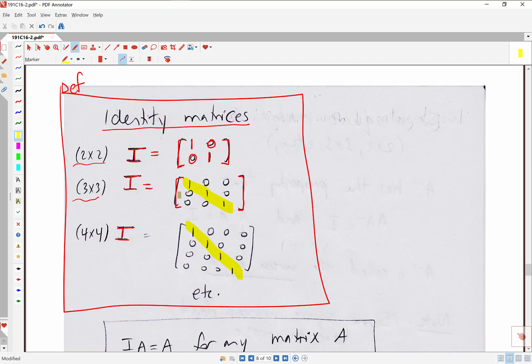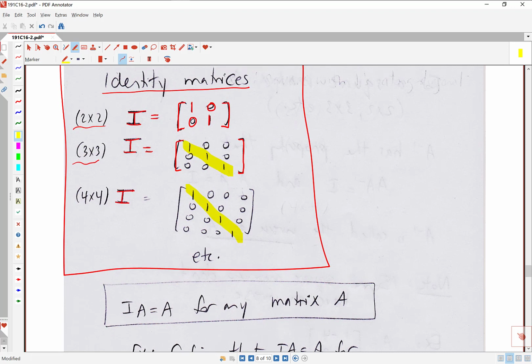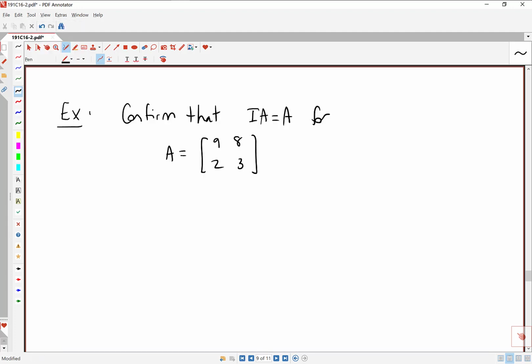So this matrix I is actually pretty important when we're solving systems of equations. Let's look at the main fact. If you take the identity matrix I and multiply it with A, you are going to get the matrix A. And that's for any matrix A that you're starting with. Let's try a quick example to confirm that that's true. Let's confirm that I times A equals A for this matrix A here.